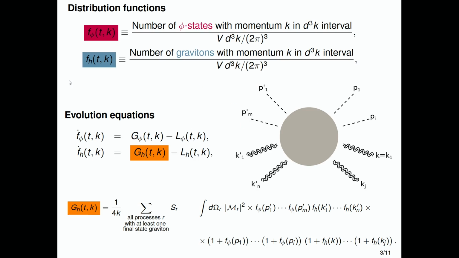Okay. So how do you describe a plasma with a scalar? You have a distribution function, f_phi, and you have a distribution function, f_h. And these distribution functions fulfill evolution equations.